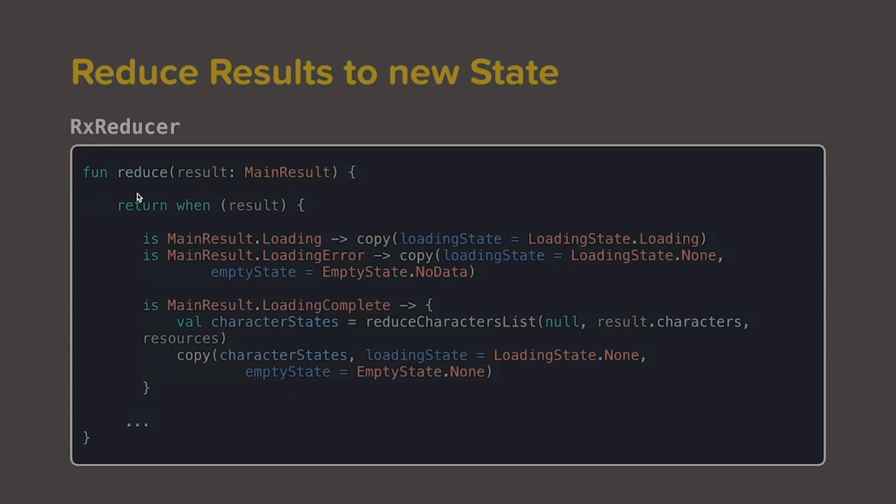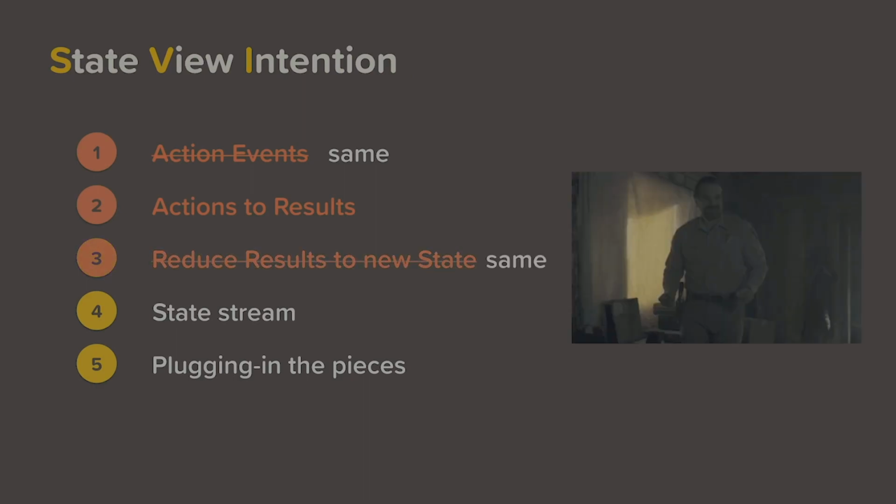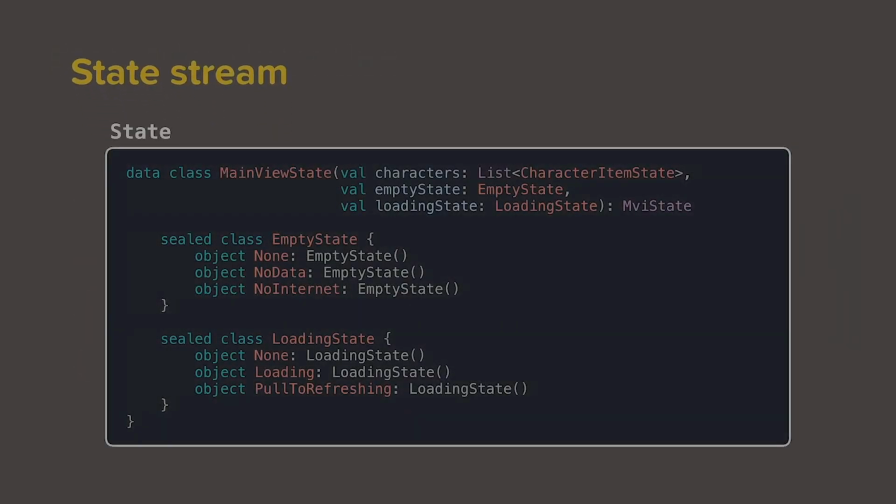This is our reducer. A reducer is a function which takes in a result and returns a new state. We need not go into the details of this as well, because it is a pure function, everything remains the same, and there's nothing stream-like going on over here. So we have already converted our reducer, and because it remained the same, we're happy. So the next part is the state stream. That is, our view observes our state stream.